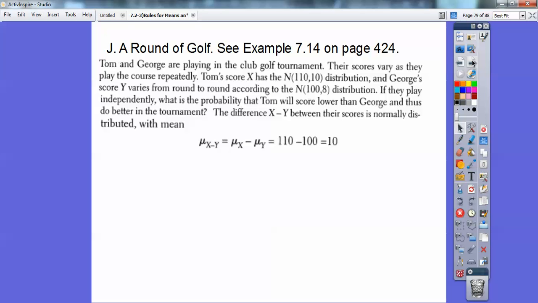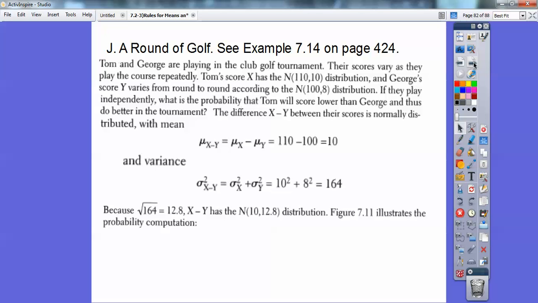So we're looking for the difference between their scores, because Tom has the higher score. The X minus Y would be the difference between those two guys. So 110 minus 100 is 10. That would be the difference between their scores on average. And then the variance is just plugging them in because they're independent of each other, so we don't need the correlation on this. So square them and you get 164.